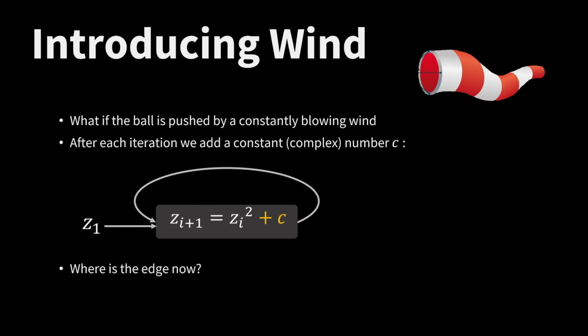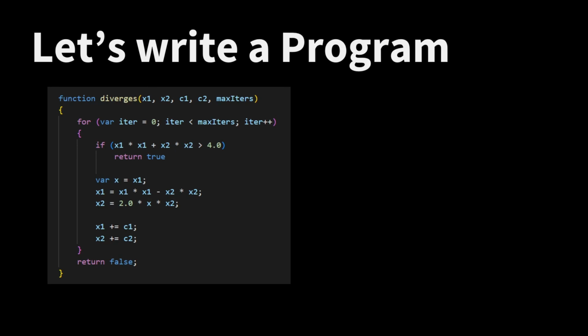Now the question is, where is the edge now? Is it still a disk that is just translated by c? Is the shape still a circle? Answering this question theoretically is quite tricky. Let us write a program instead.